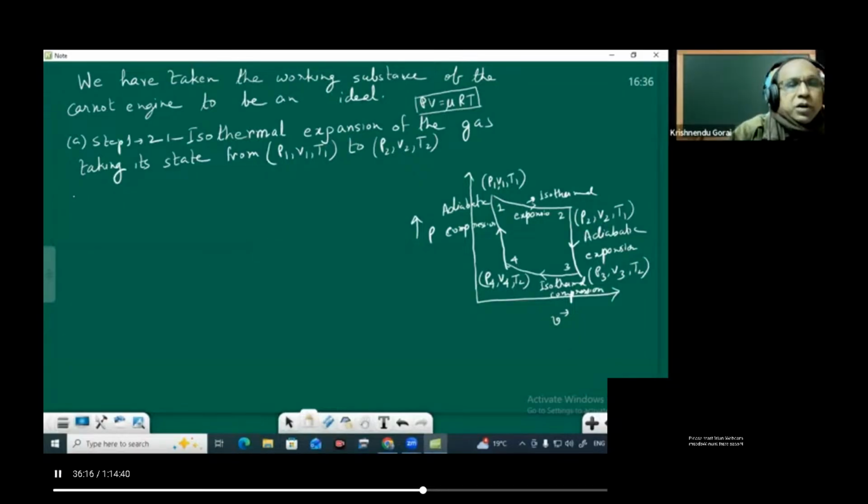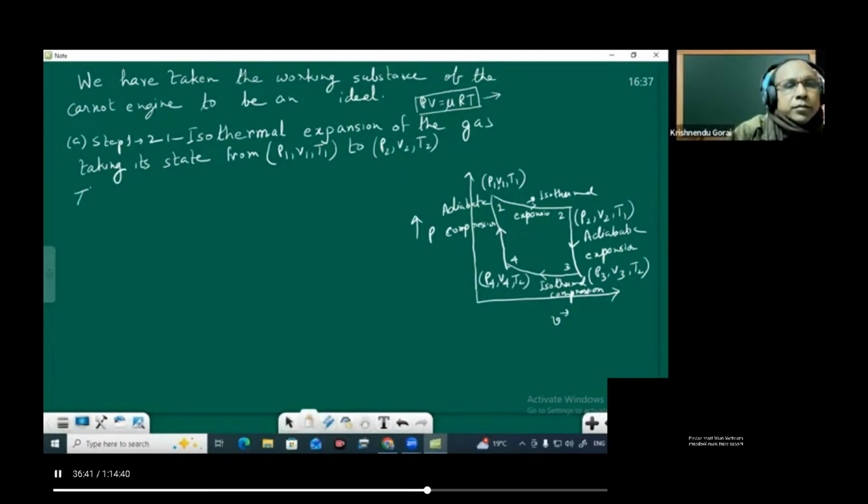So the heat absorbed by the gas, and which type of gas is it? It is ideal gas. Ideal gas means those gases which follow this formula, PV equal to mu RT. What is P? Pressure. What is V? Volume. What is mu? Mole. What is R? Universal gas constant. What is T? Temperature. So isothermal expansion of the gas, taking state from P1, V1 to P2, V2.